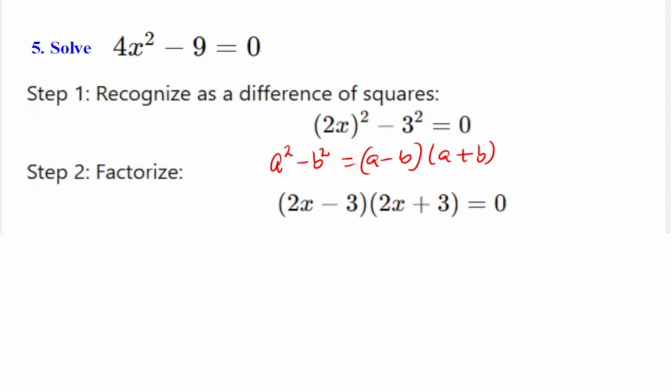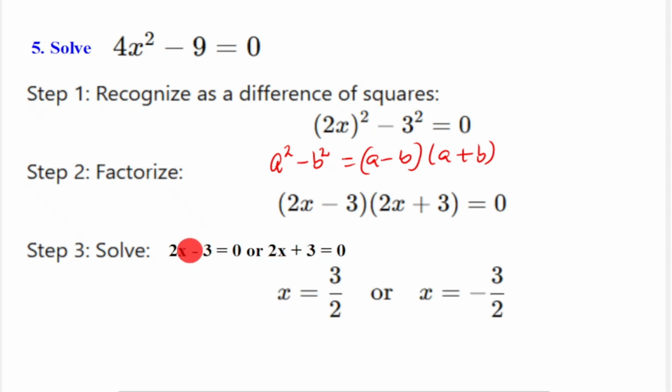And step 3, solve. So when we solve, 2x minus 3 is equal to 0, or 2x plus 3 is equal to 0. For this one, when we solve for x, the value of x is 3 over 2. And for this one, x is equal to minus 3 over 2. So the solution set is 3 over 2 and minus 3 over 2.